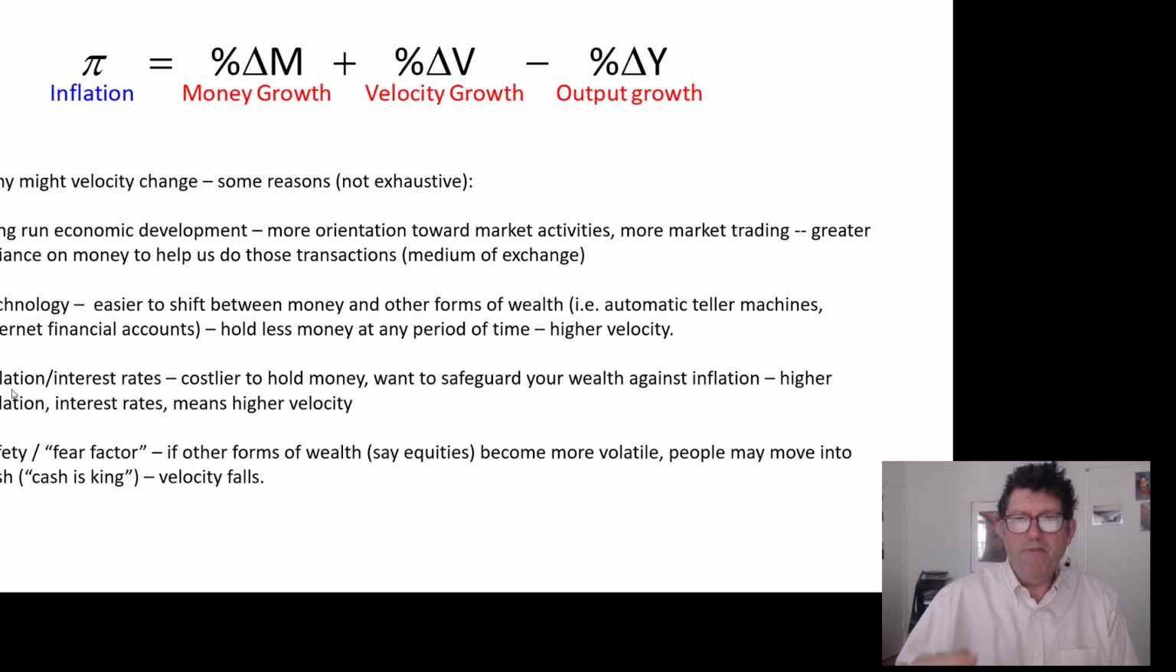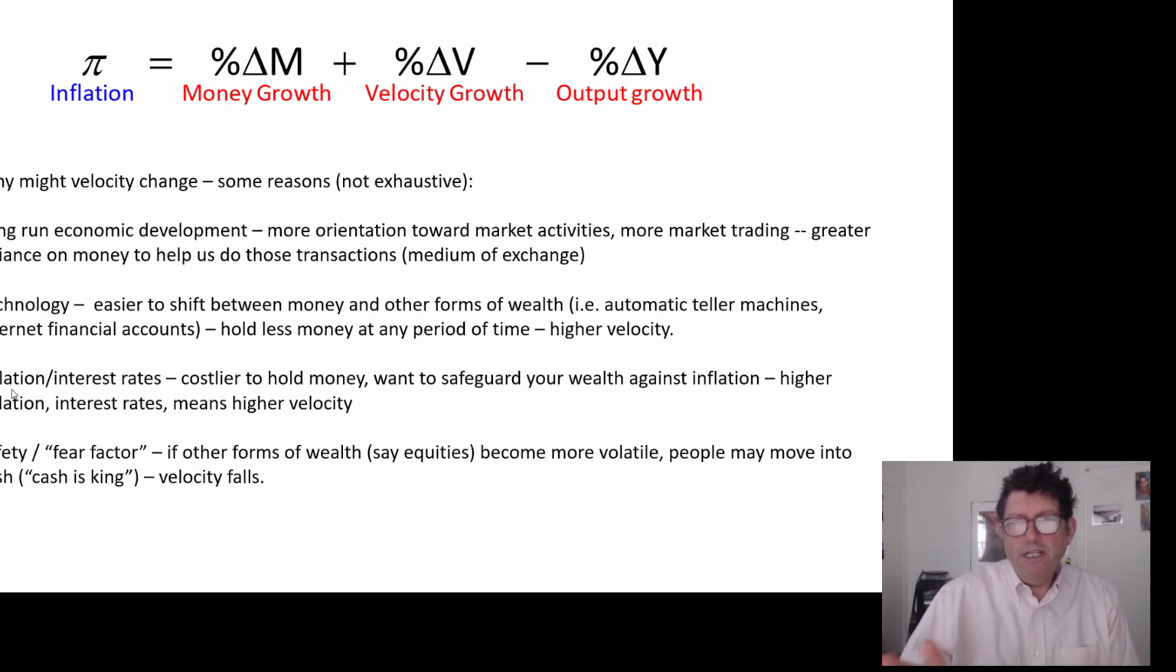You are losing some value. If you keep that $1 in your wallet over a year, you'll end up with only 98 cents of purchasing power at the end of the year in comparison to the beginning of the year. Well, you can imagine that when inflation and nominal interest rates rise, you're going to be losing even more of your purchasing power.